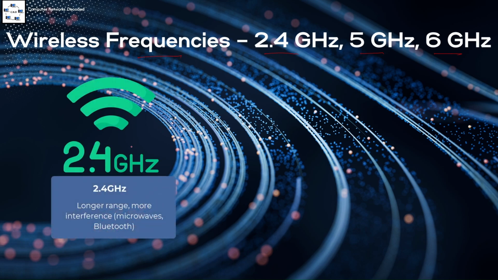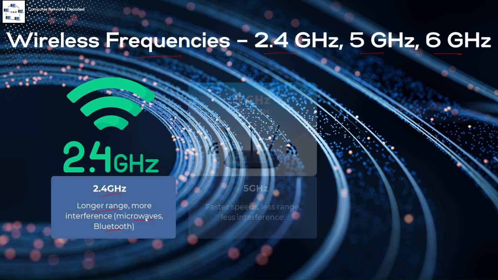different purposes. So 2.4 gigahertz is a long range frequency and it has more interference because it is used by multiple services. It is used by Bluetooth. It is also used by Wi-Fi and microwaves.